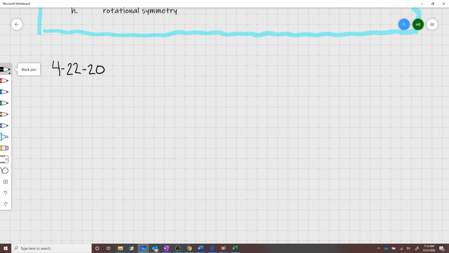It's the 22nd day of April 2020, and today we are going to talk about how to find the area of a parallelogram.